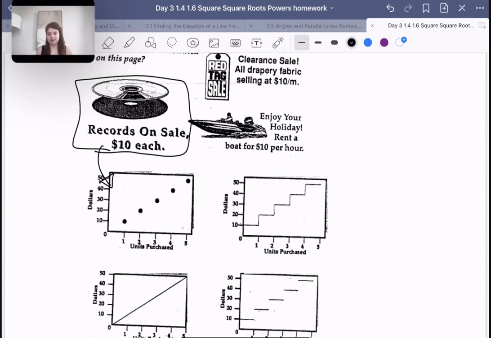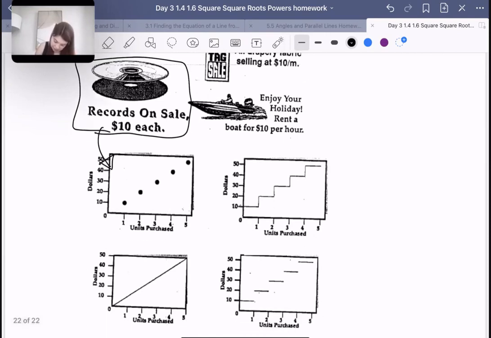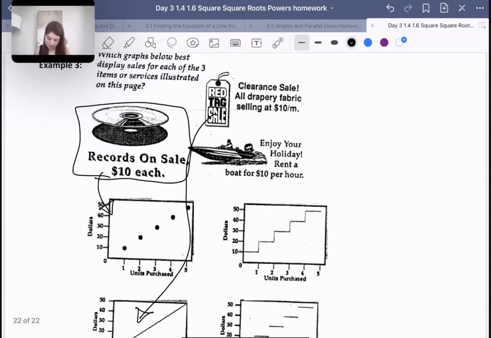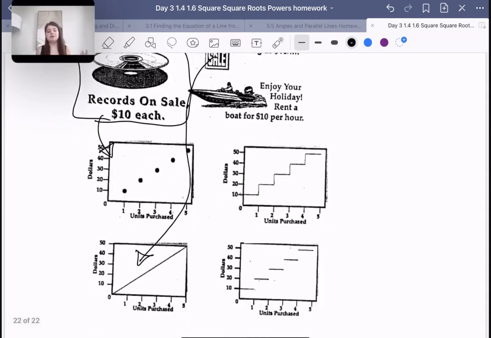cutting a record in half and selling someone half a record wouldn't make any sense. So with this one, I would say probably this one down here because it's the same as the graph up top, except we can do half units, right? Someone could buy half a meter of fabric, and that is still acceptable. Maybe they only need half a meter of fabric to accomplish what they need to accomplish. So that could work.